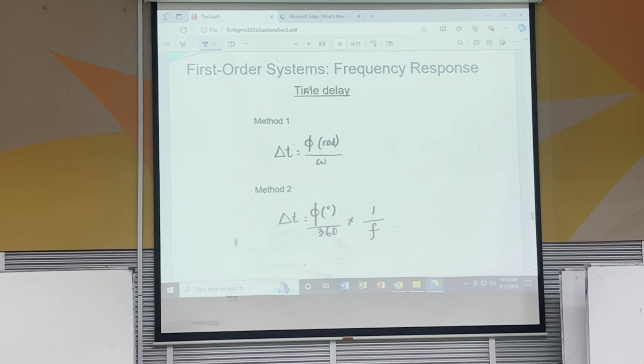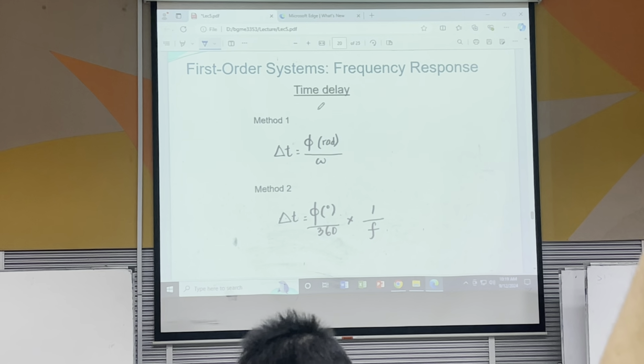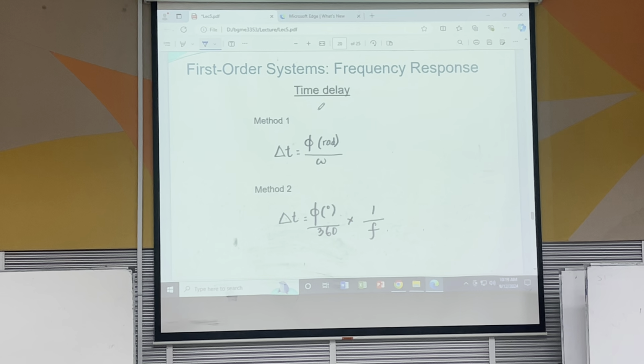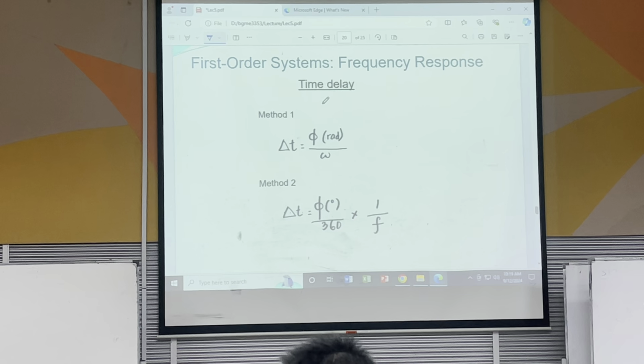Alright, time delay is also quite a popular question, right? I have listed two methods here for you, so I will guide you through them. What's the difference between these two? No matter which method, 1 or 2, you use, you should reach the same final value. For example, if the time delay you get from method 1 is 2 seconds, if you use method 2, you should get the same value of 2 seconds.